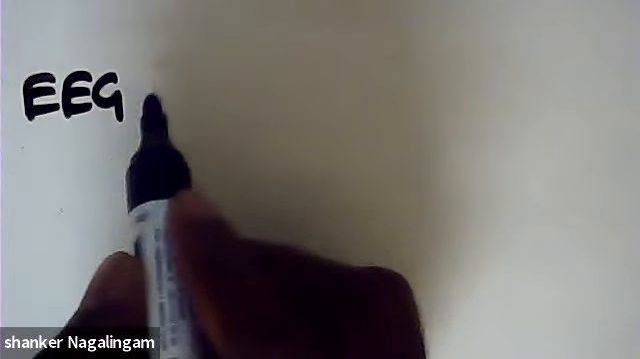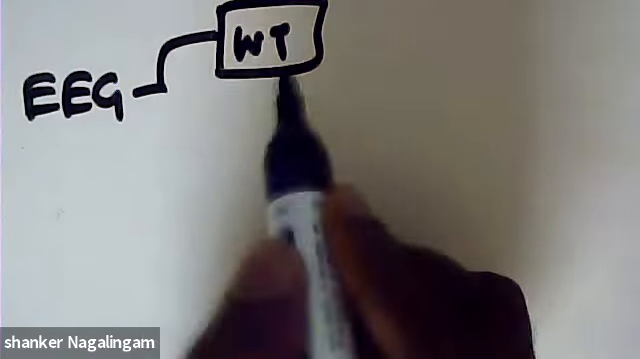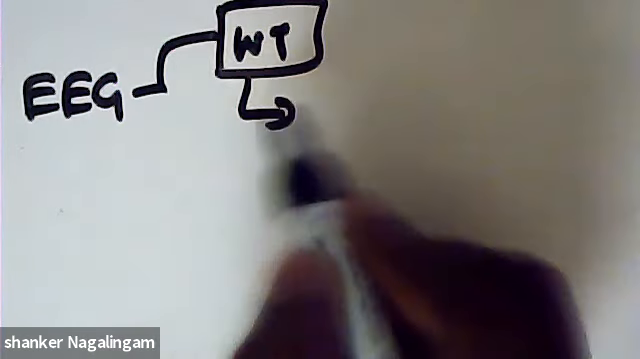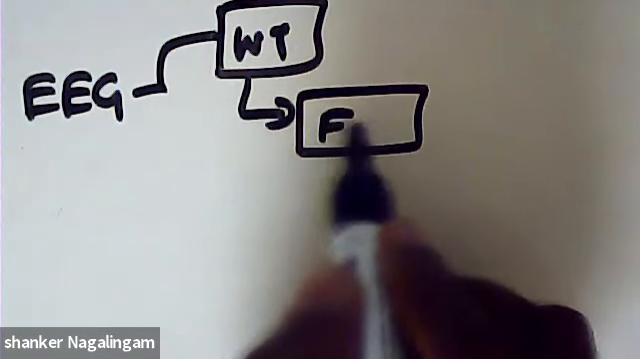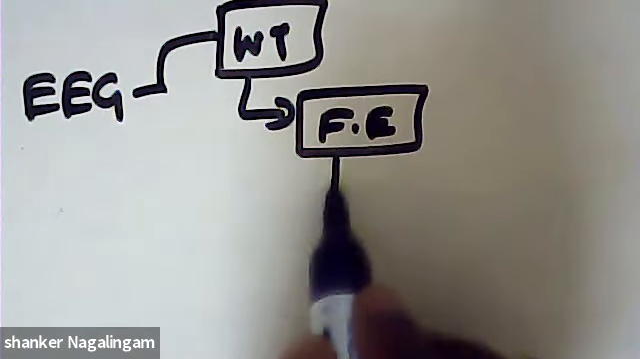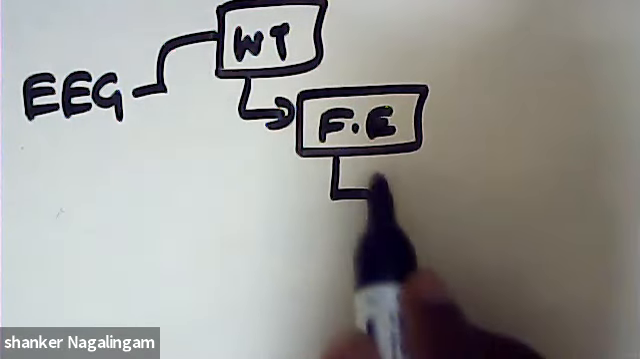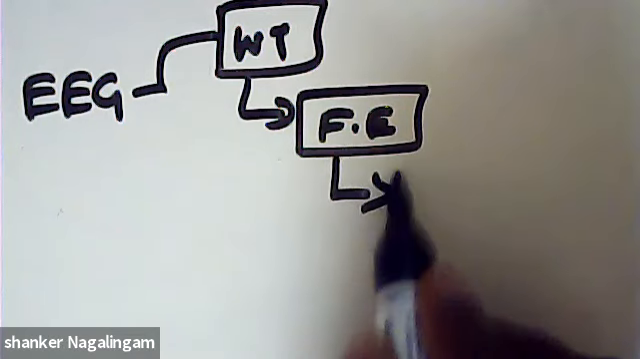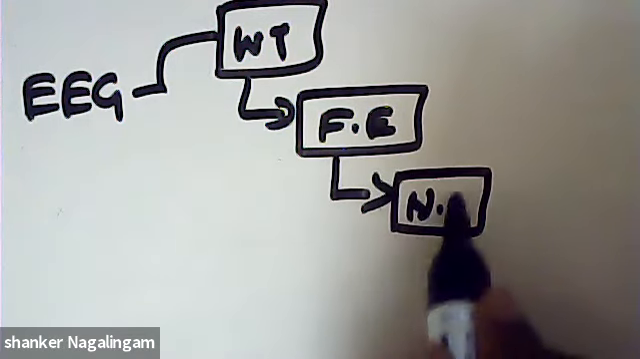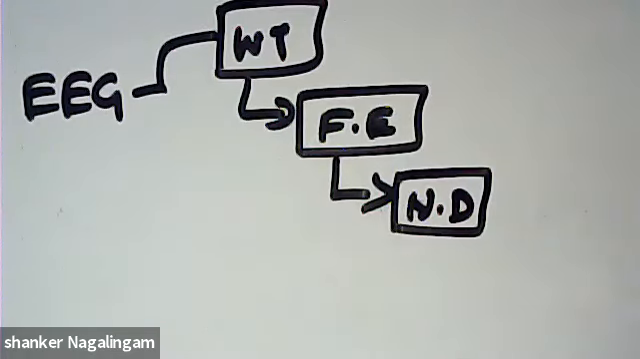For example, I'll just take one EEG sensor. Now I'm going to apply a wavelet transform to the EEG sensor signal. Then after the wavelet transform, I'll go for feature extraction. And finally, I'm going to talk about detection of neurological disorder.